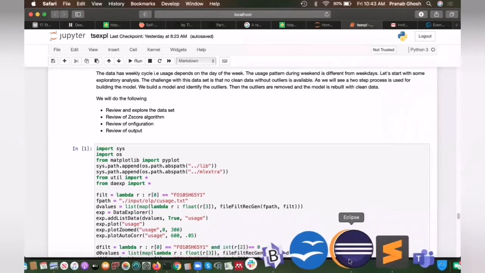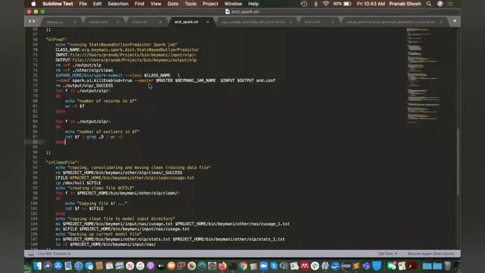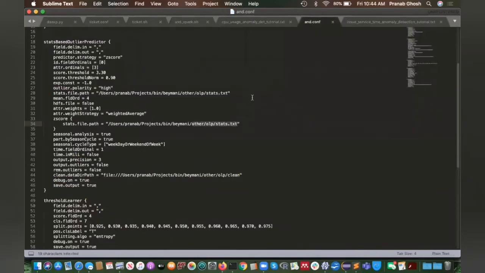So that's why when you look at the configuration for this, you'll find that there are 2 parameters here. See, output outliers and then rem.outliers. So when I run it the first time, I set these 2 to true. What will happen is it will generate one file that will have only the outlier data, and another file that will have the clean data. That means that data set will not have any outliers.